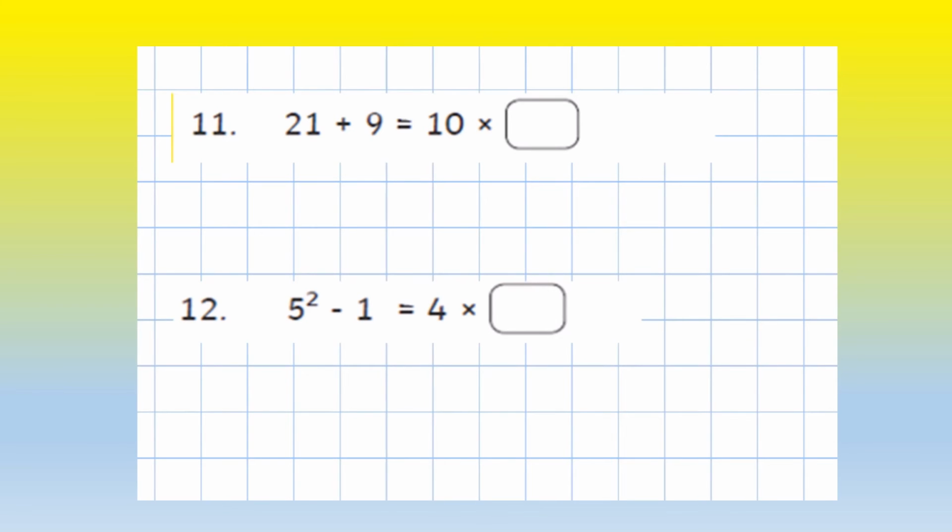Okay, we have 21 plus 9, which is 30, and 10 times what equals 30? Well, that's quite easy. 3 tens equal 30. 5 squared, so that's 5 times 5, which is 25. Subtract the 1 gives us 24. Okay, so we've got to balance our sum to 24. Well, 4 times what equals 24? Well, 4 times 6 equals 24.